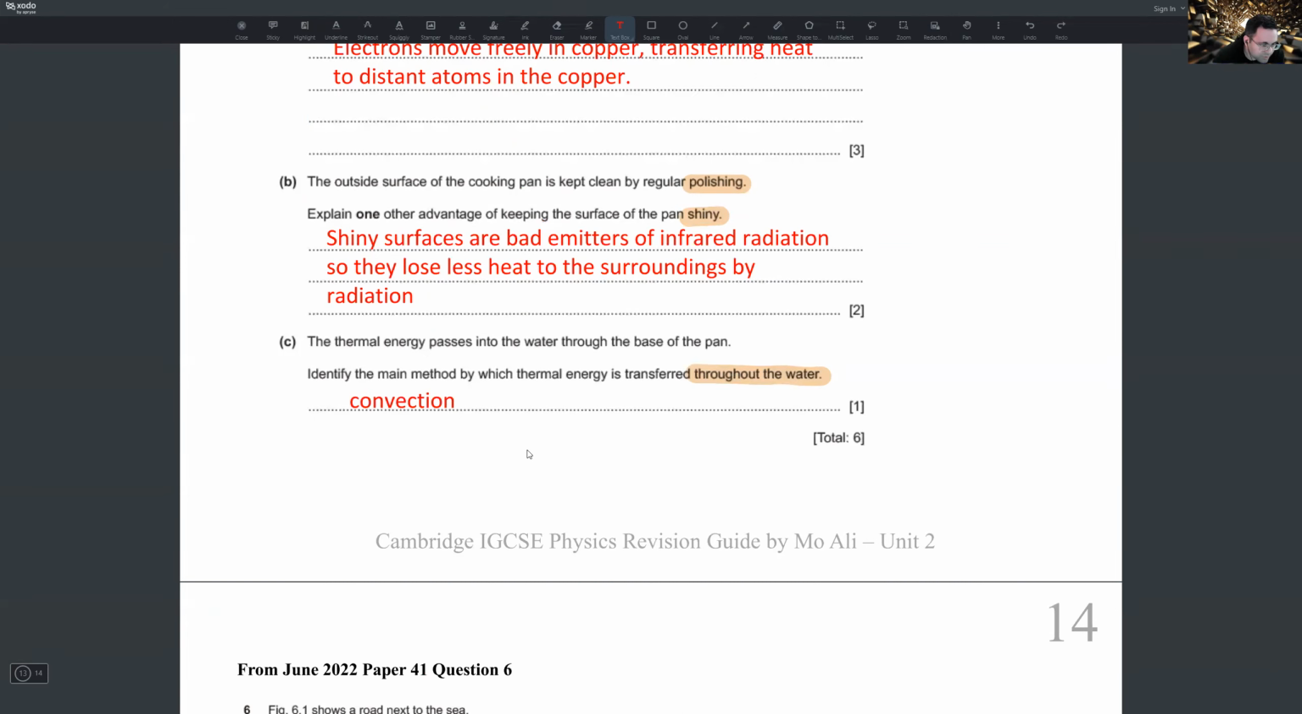Do we also say they're good reflectors? No, you don't, not in this case. Mention reflection if you're talking about absorbing from the surroundings. If the object is cold and it wants to absorb heat from the surroundings, you can say it's a good reflector if you want. That's fine. Okay?